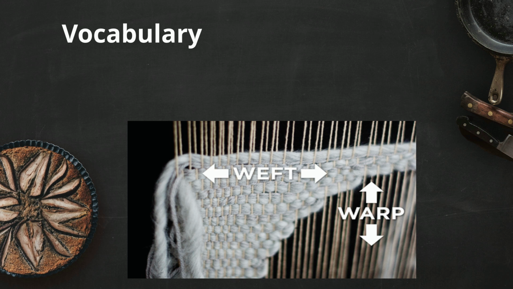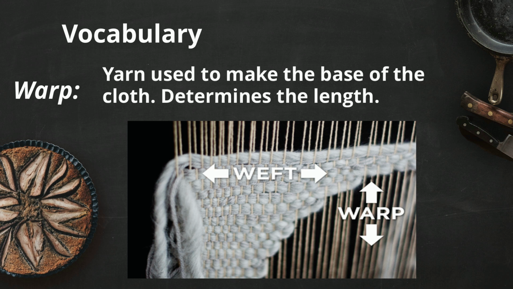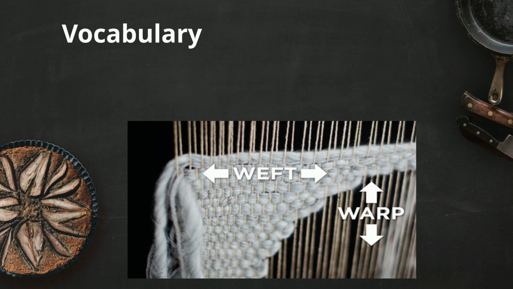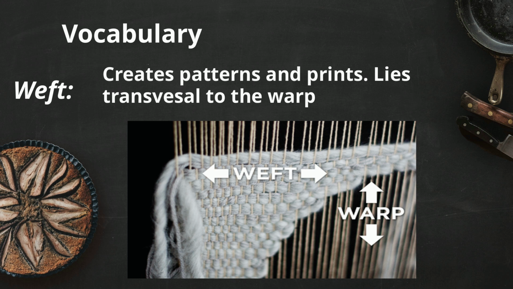The yarn used to create the structure or the base of the fabric is known as warp. In a handloom, it lies vertical and does not move during the weaving process. The weft yarn is used to create the designs and the motifs on the cloth. It lies horizontally and is intertwined to the warp yarn to weave cloth.